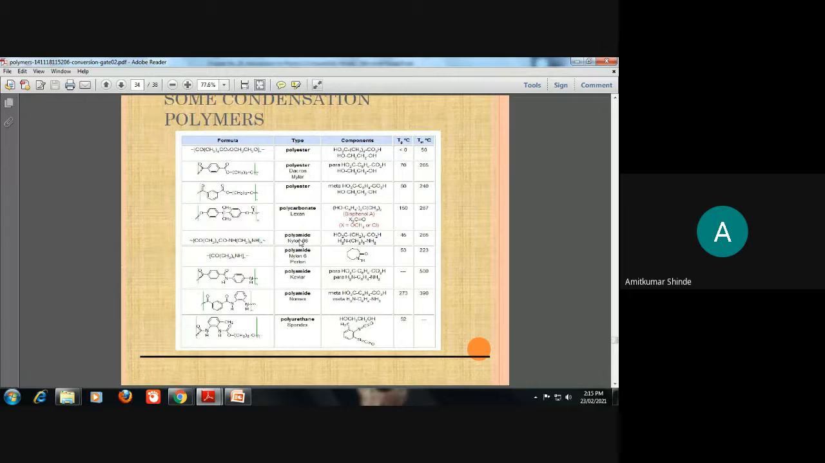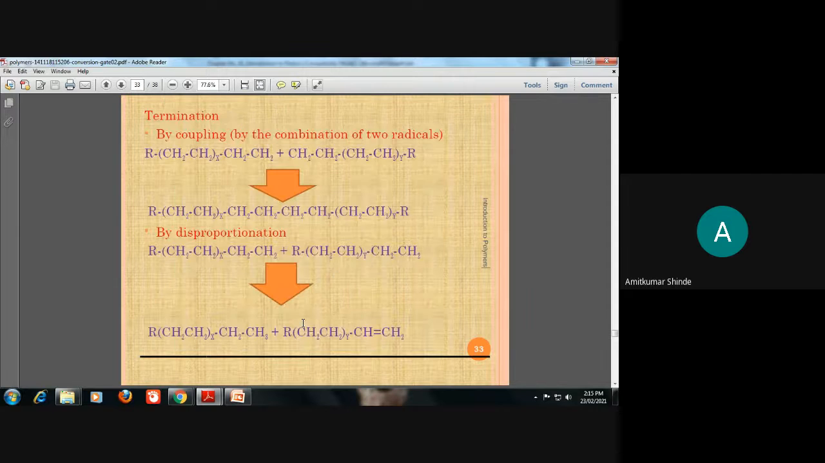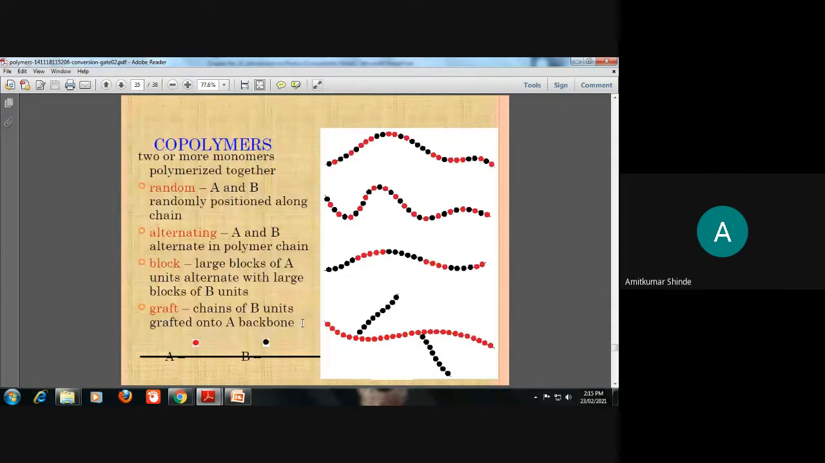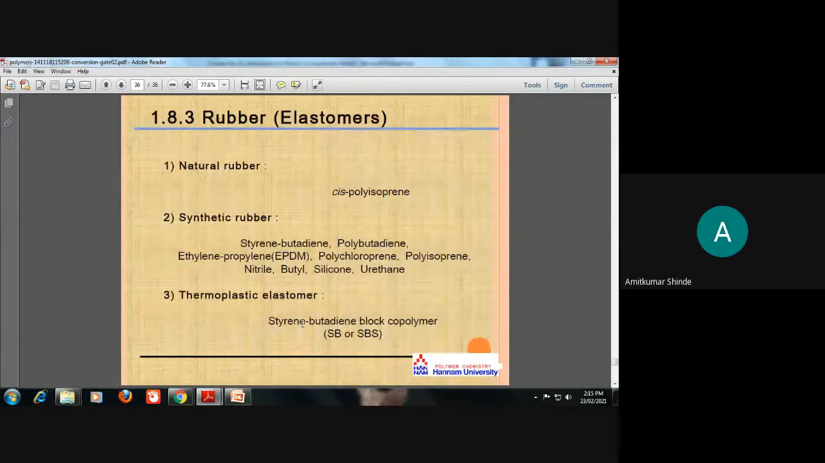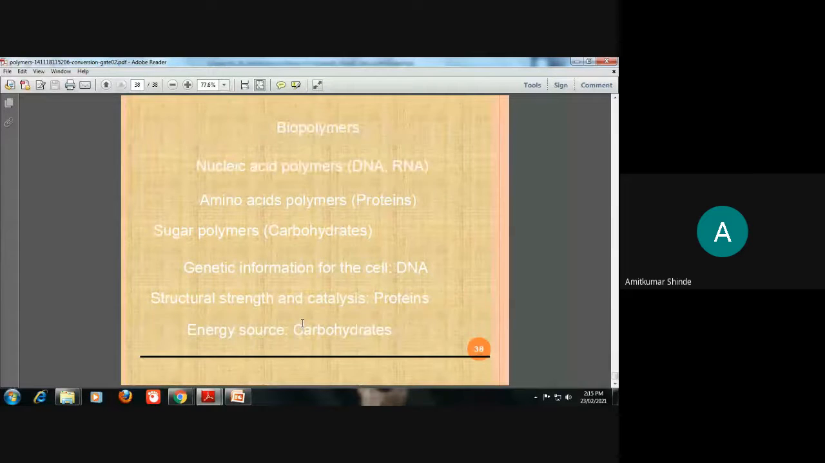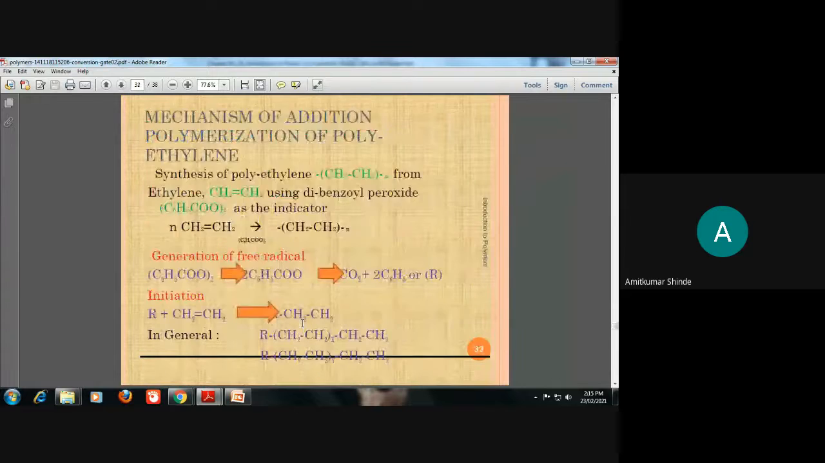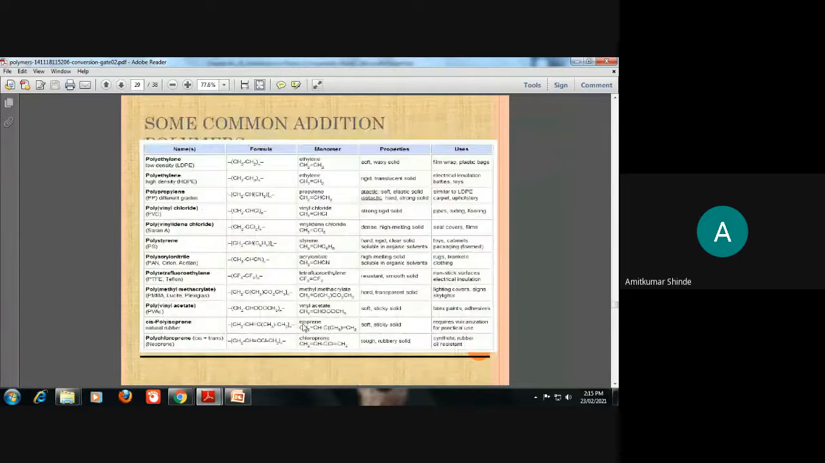Some practical examples they have taken here. Already at the start I have mentioned three or four examples. Polyester, some components with the structures they have provided here. So this part is not in your syllabus. Now after this we will move on.